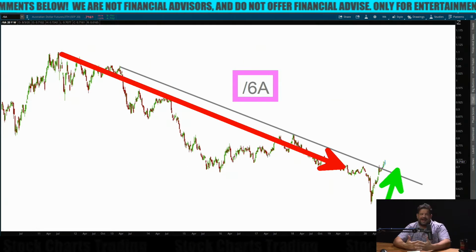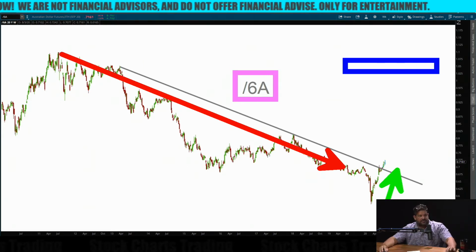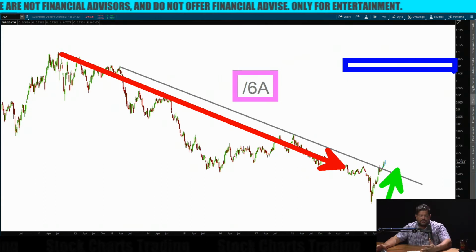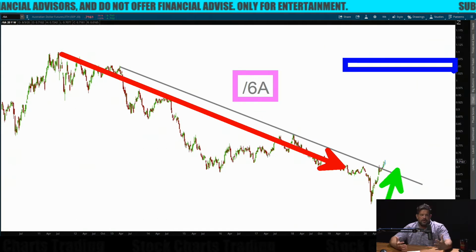Now we don't know exactly how far this is going to go up. Is it going to go all the way back up to these highs right here? We're not exactly sure, but we can anticipate at least and trade into those highs.